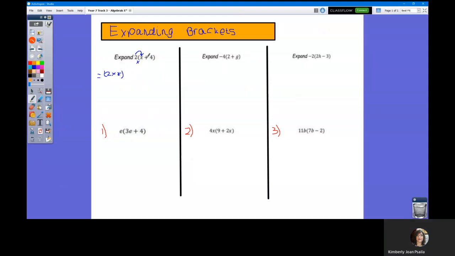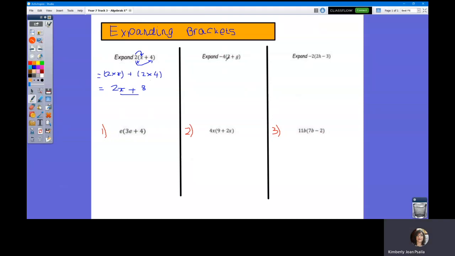Then you're going to write down this plus sign, and then you're going to multiply 2 with the second constant written in this bracket. So 2 times 4. It is important that you multiply this number outside the bracket with all the terms and values inside the bracket. So 2 times x gives us 2x plus 2 times 4 gives us 8. And there you have your final answer.